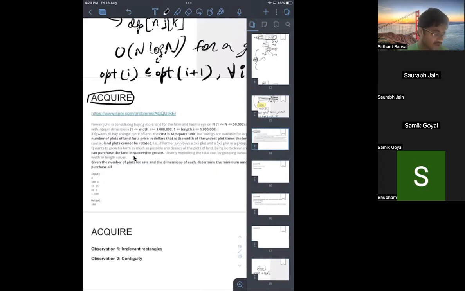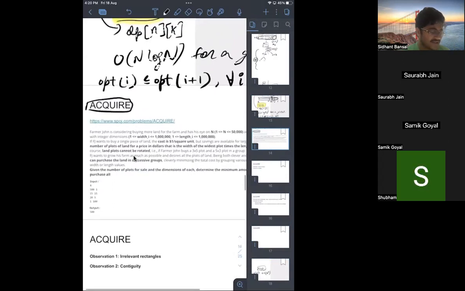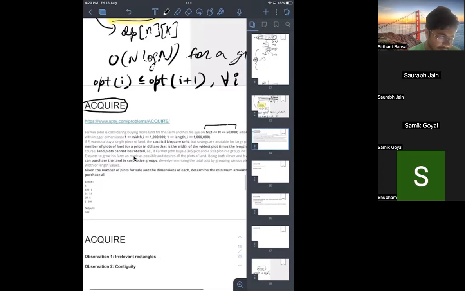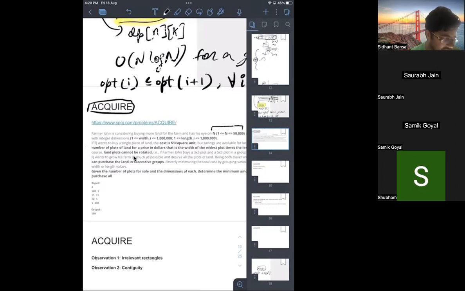So what was the Acquire question? It is as follows. Maybe you went through the CHT video or not, I'm not sure. You have n pieces of land, pretty large, like 50,000, so you can't do n square. Each land has a width and a height, so it's a rectangle. The cost of the entire land is width times length.